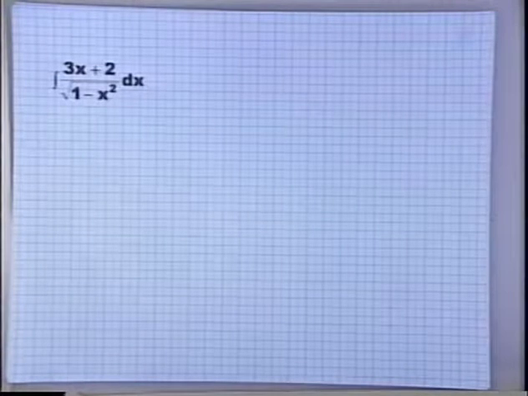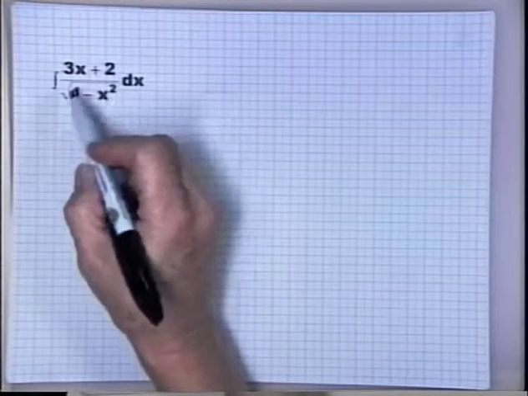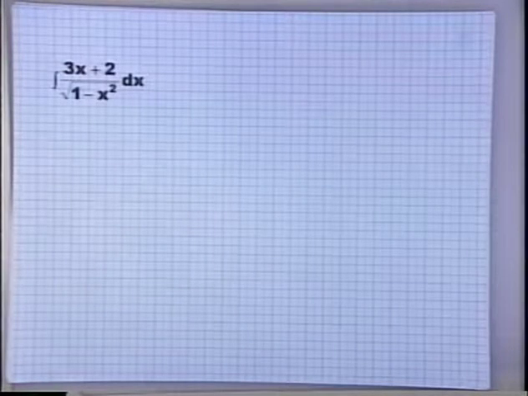Alright, well let's take a look at this one. Find the antiderivative of 3x plus 2 divided by the square root of 1 minus x squared dx. Now again, my way of thinking is this can't be a log because of the square root in this denominator. Log form doesn't have a square root down there, does it? So I'm thinking perhaps a power form, okay?